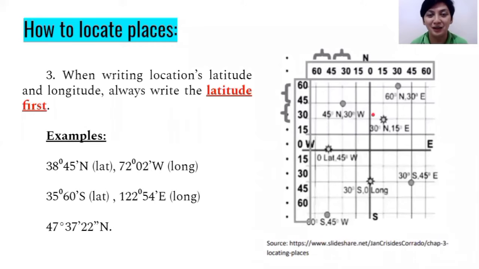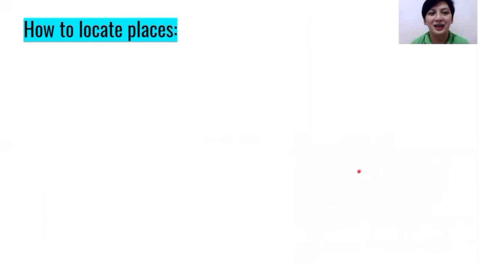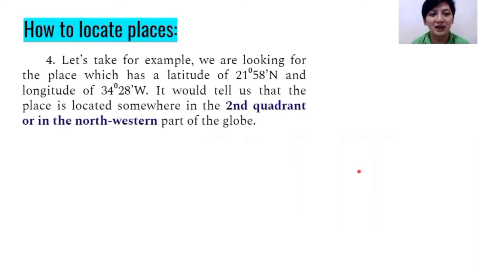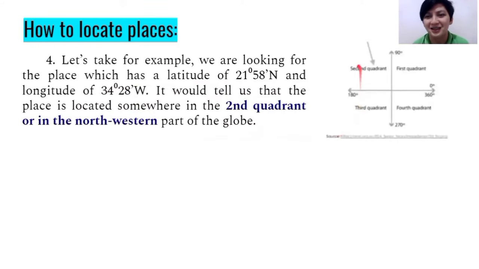Don't forget that, okay? So latitude first, then longitude. Then next, number 4. Let's take for example, we are looking for the place which has a latitude of 21 degrees and 58 minutes north and longitude of 34 degrees and 28 minutes west. So it will tell us that the place is located somewhere in the second quadrant.